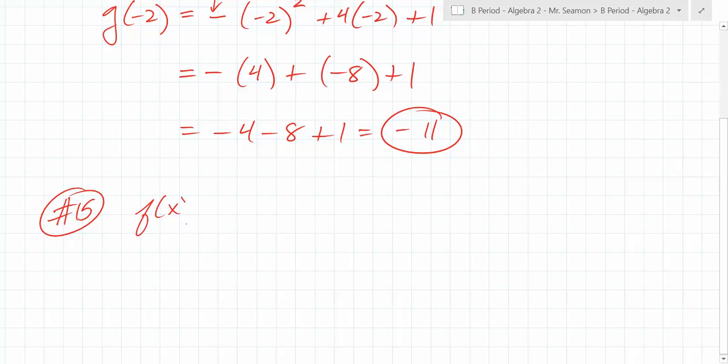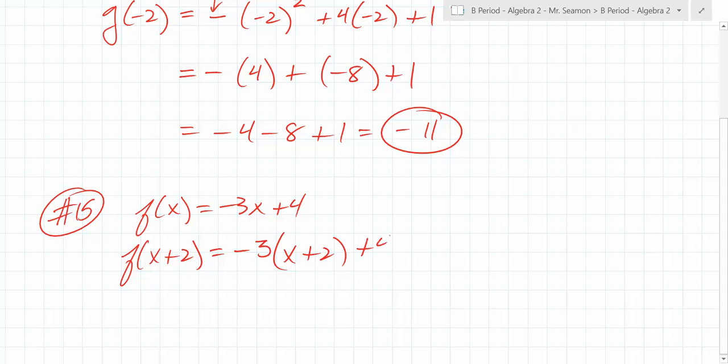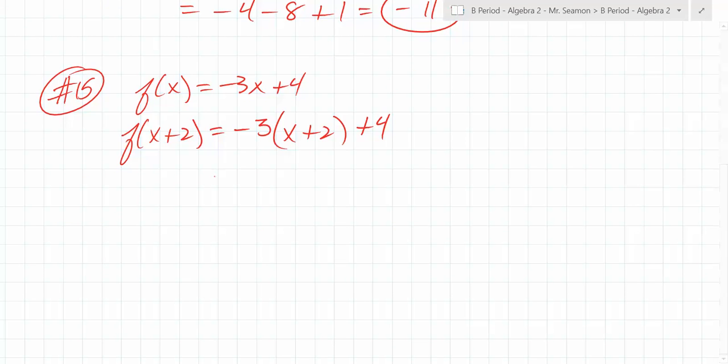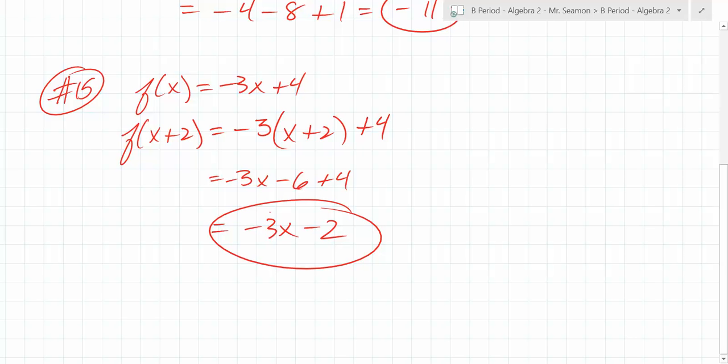So it tells you f of x is equal to negative 3x plus 4. And it's asking you to find f of x plus 2. So what do you replace x with? x plus 2. So theoretically, if I did not ask you to simplify, you would be done. But can you simplify that? Yes, it would be negative 3x plus minus 6 plus 4. What's that going to be? Negative 3x. Generally speaking, if it's only 2 lines, yes, I want you to simplify a little bit.